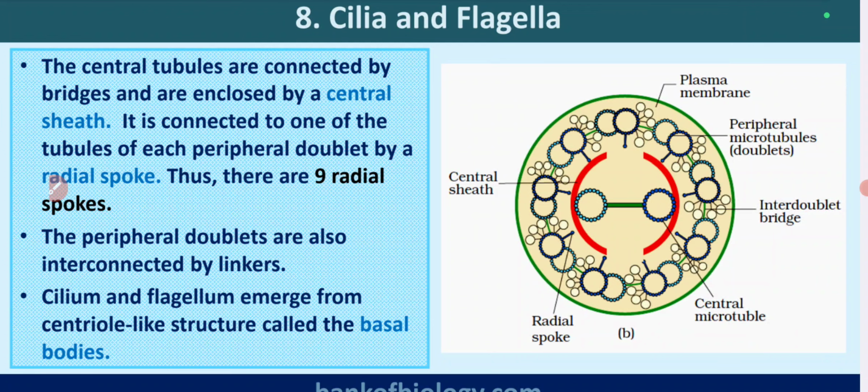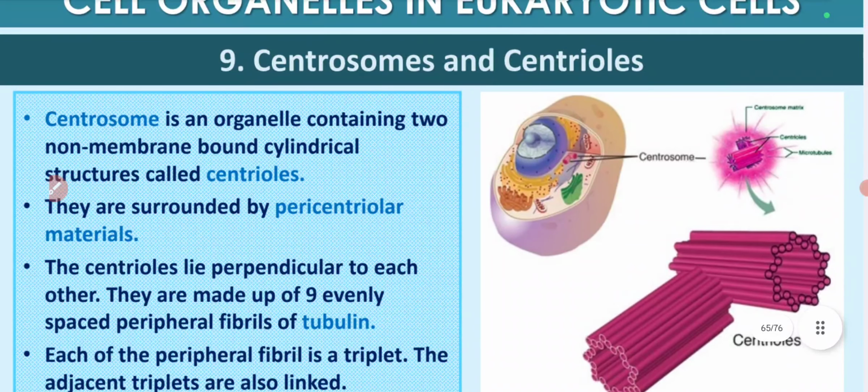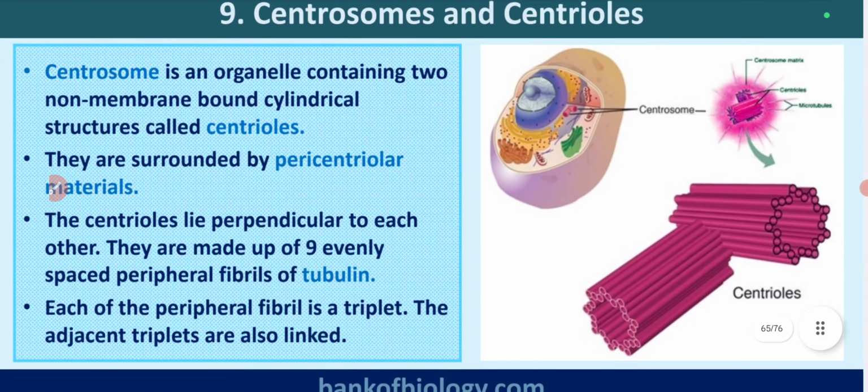Cilium and flagellum emerge from a centriole-like structure called the basal body. Centrosome and centriole: the centrosome is an organelle that contains two non-membrane-bound cylindrical structures called centrioles. They are surrounded by pericentriolar material. The centrioles lie perpendicular to each other.